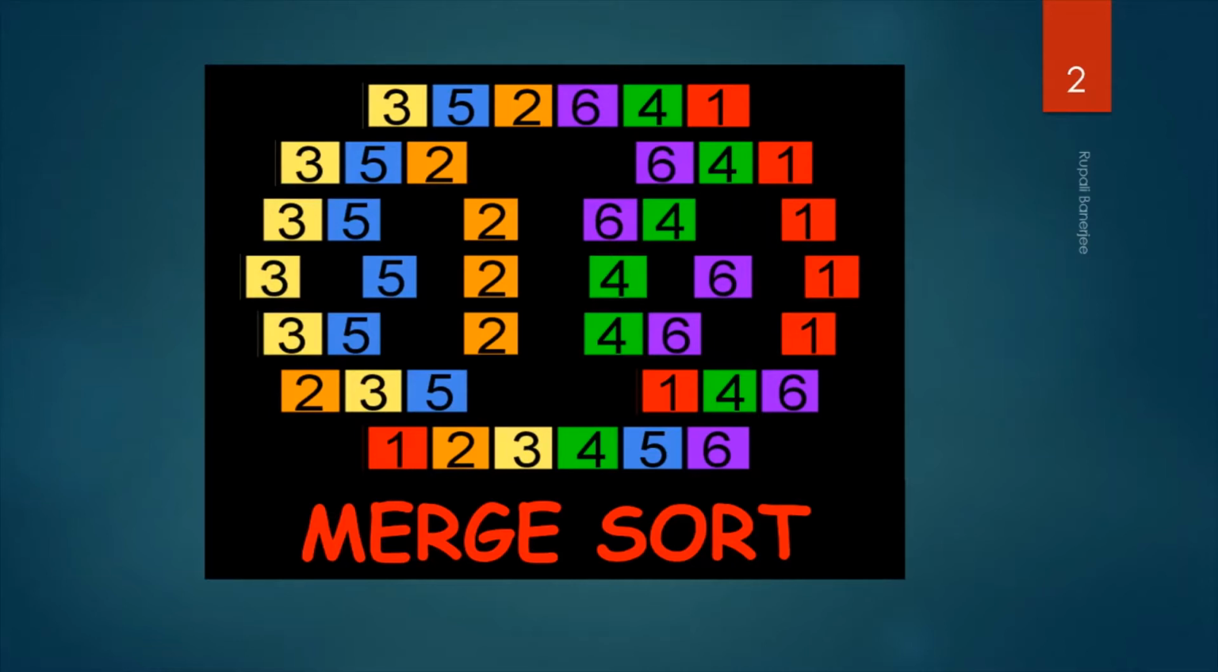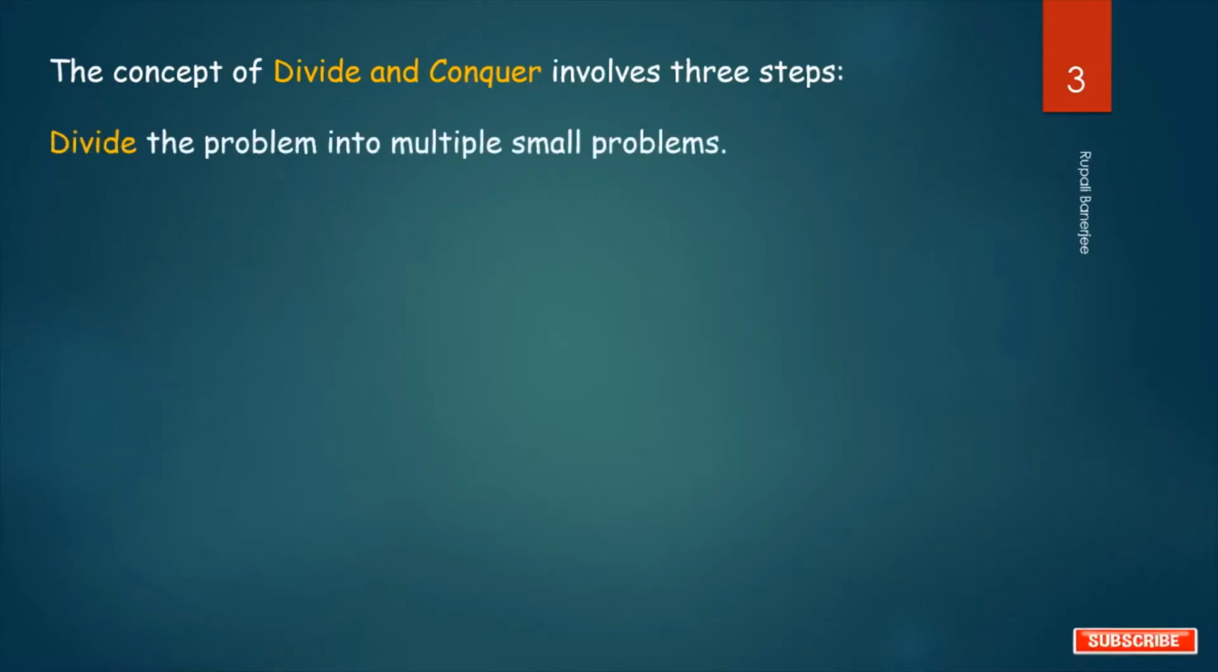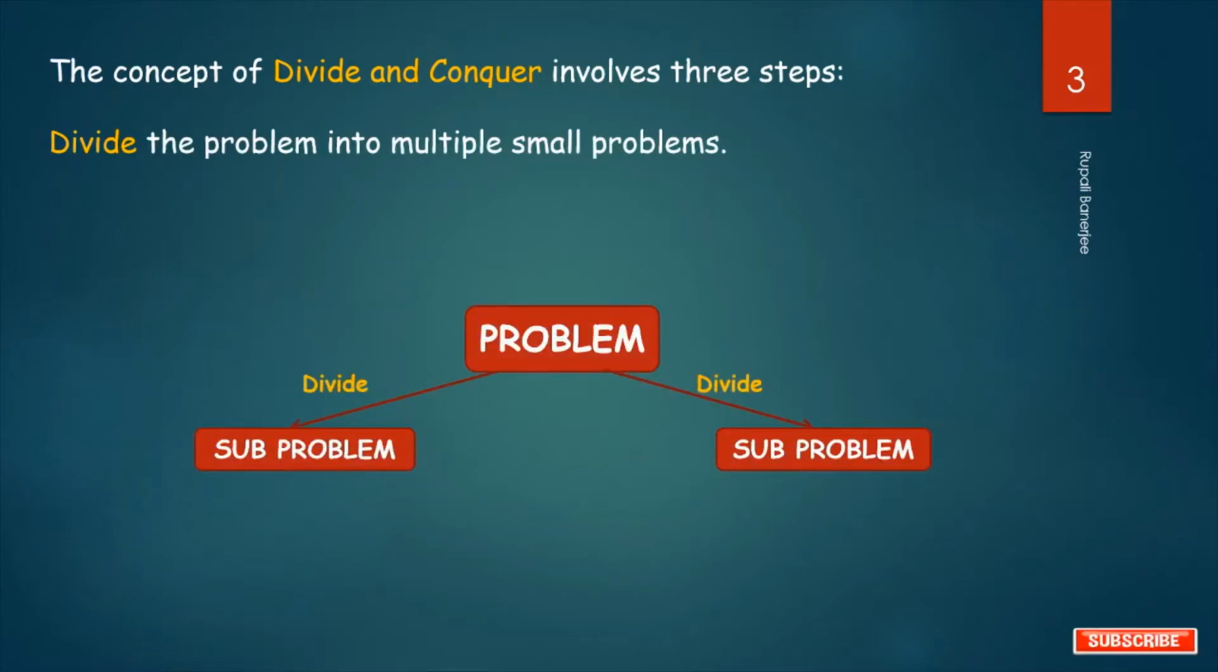And because a single element is always sorted in itself, we then merge those sublists in a manner that results in a sorted list. Merge sort follows the divide and conquer approach. The concept of divide and conquer involves three steps. First is divide. Divide the problem into multiple small problems. So there is one single problem, divide this problem into multiple sub-problems.